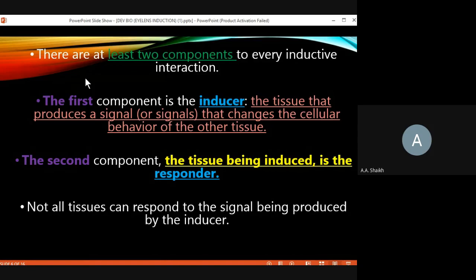So the inducer is very important. This is the first component: for the complete inductive interaction, the first component is an inducer, which gives signals.